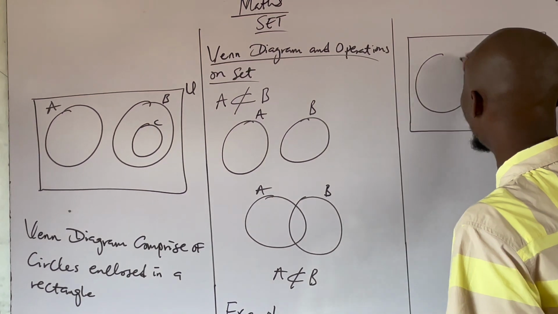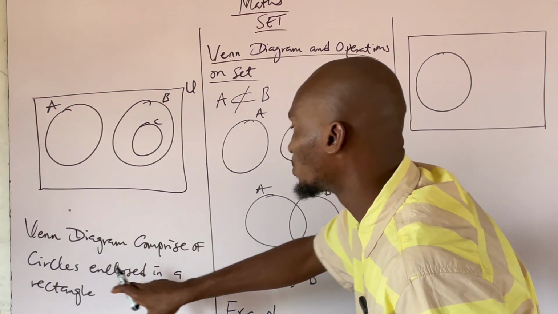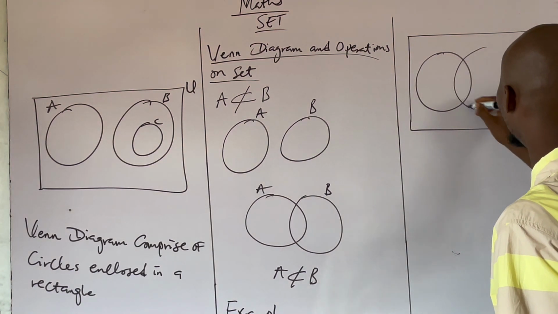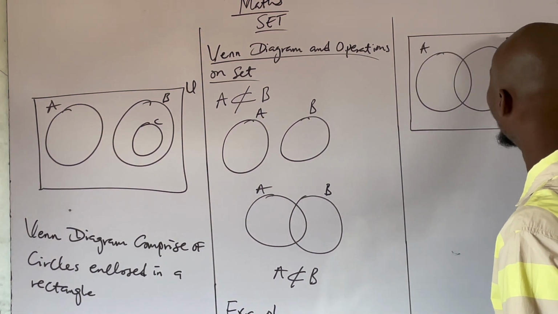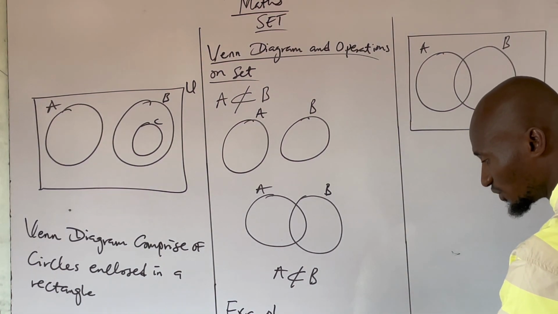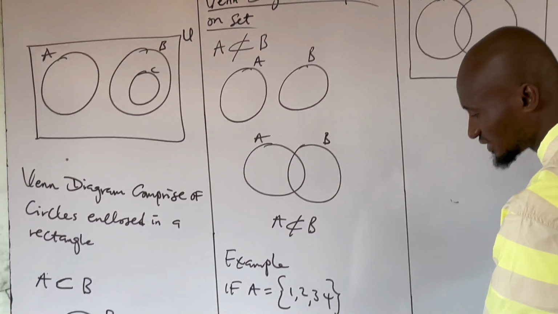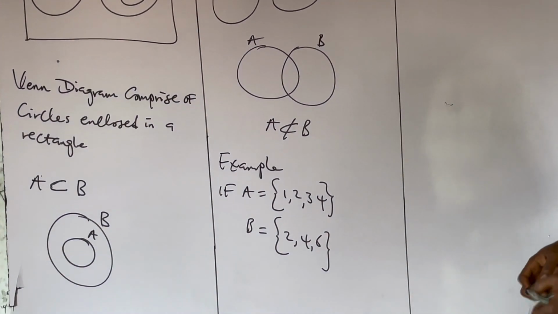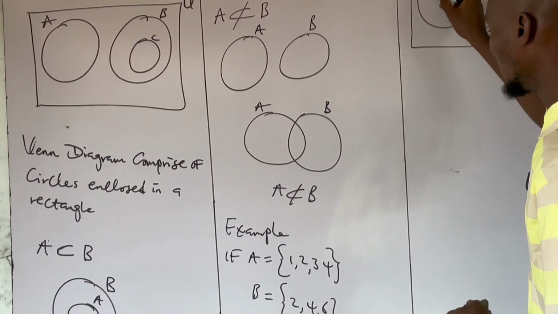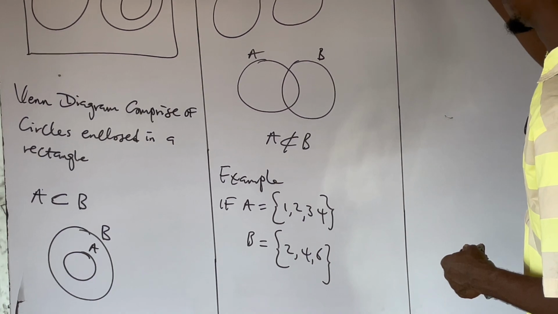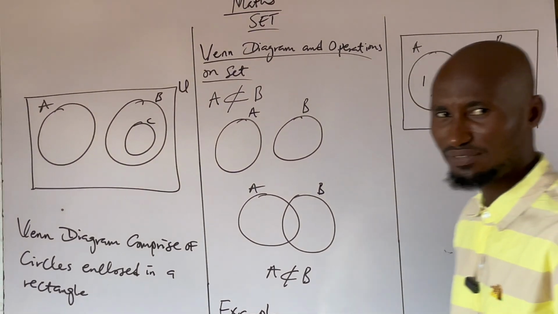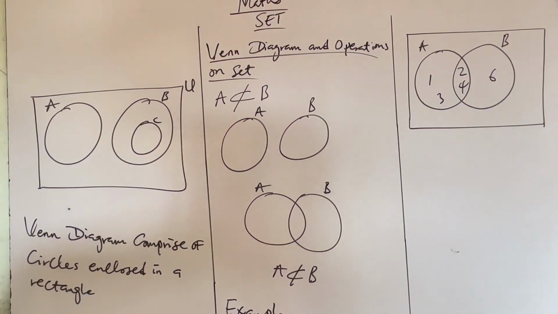We'll draw a Venn diagram. Remember we said that a Venn diagram comprises circles enclosed in a rectangle. Now, we draw another circle here. We call here A. We call here B. Now, observe that I have 1, 2, 3, 4. I have 2, 4, 6. 2, 4 is here. 2, 4 is here. So here I'm going to write 2, 4. This side, in A, only 1, 3, right? And this side is only 6. What do you observe here?